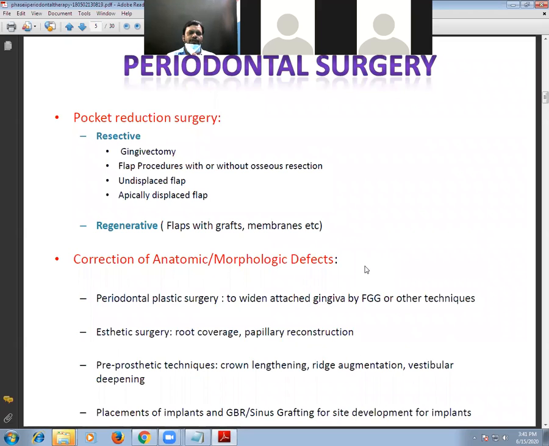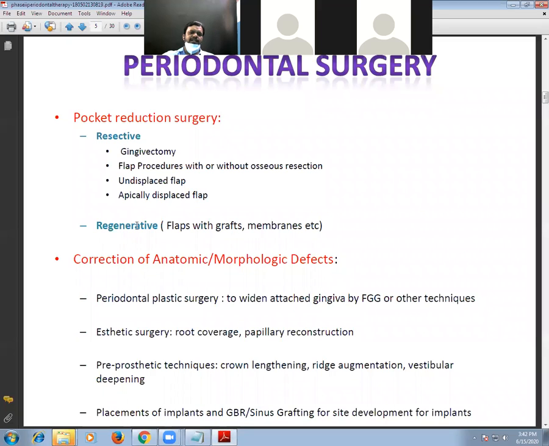Now coming to what periodontal surgical procedures are performed in phase 2 therapy. There are two types of periodontal surgery. One is pocket reduction surgeries, and the second one is correction of anatomic or morphologic defects. In pocket reduction therapy, again they are divided by whether it is a resective type of surgery or a regenerative type of surgery. In resective, we perform gingivectomy, flap surgeries with or without osseous resection, undisplaced flap, and apically displaced flap. So this comes under the resective type of periodontal pocket reduction surgery.